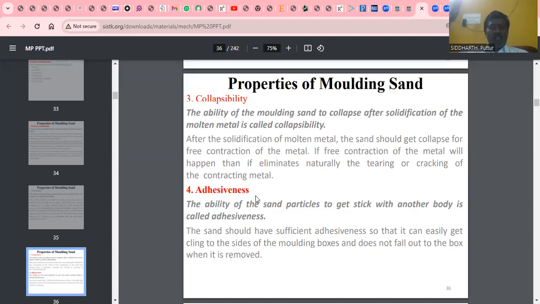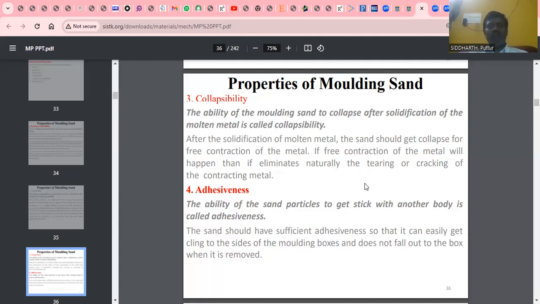Then one more property is the adhesive property. Adhesiveness means how these sand particles stick to another body, such as the walls of the flask, or the cope or drag portion of the mold. Another body here can be the molding pattern, or the cope, drag or cheek portions.